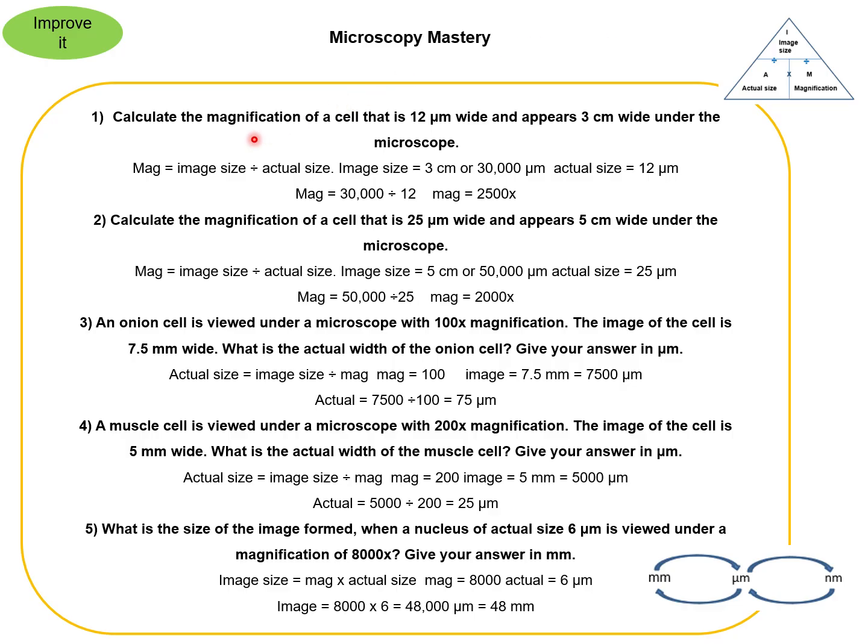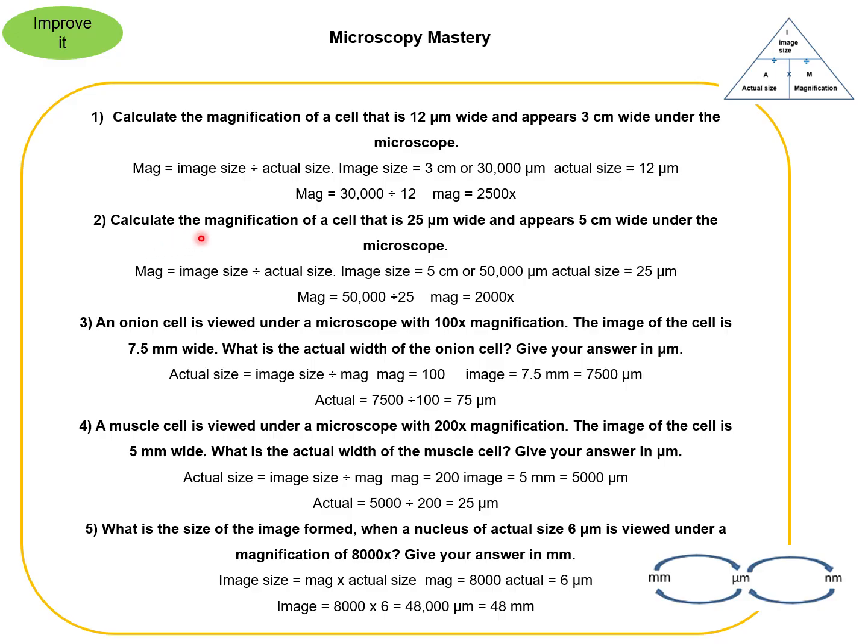1. Calculate the magnification of a cell that's 12 micrometers wide and appears 3 centimeters wide under the microscope. So write out your formula. Magnification equals image size divided by actual size, where the image size is 3 centimeters, or that into micrometers. First times it by 10 to get it to millimeters, and then times it by 1,000 to get it into micrometers, which gets us to 30,000 micrometers. And the actual size is 12 micrometers. So the magnification equals 30,000 divided by 12, which is 2,500 times.